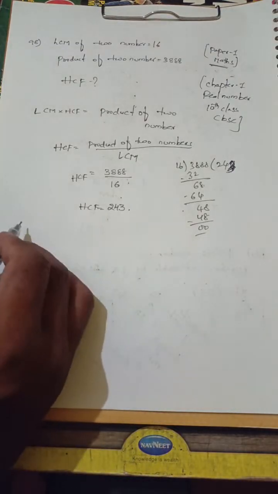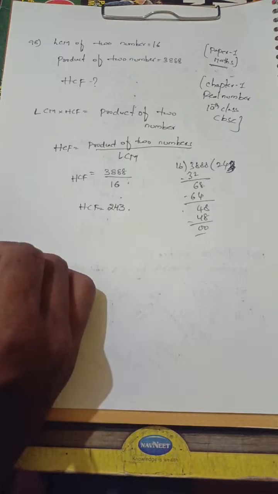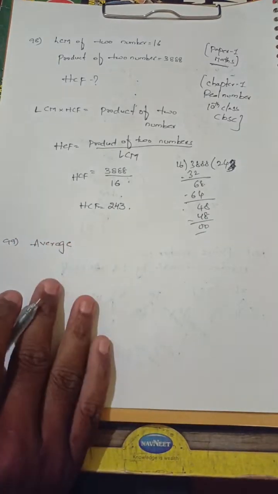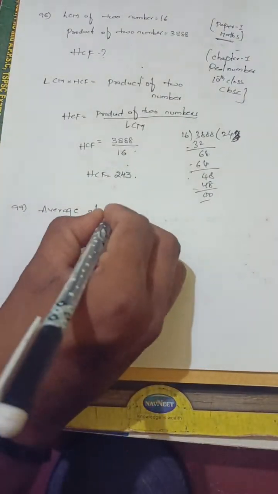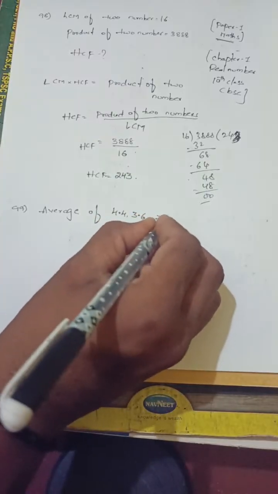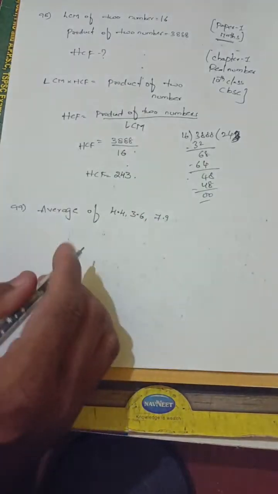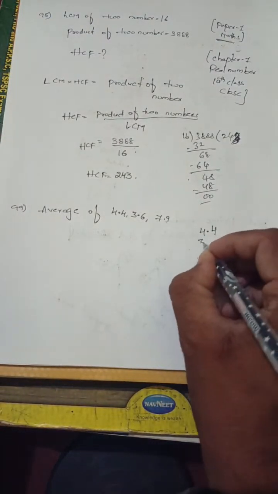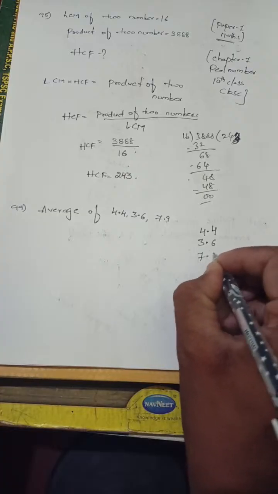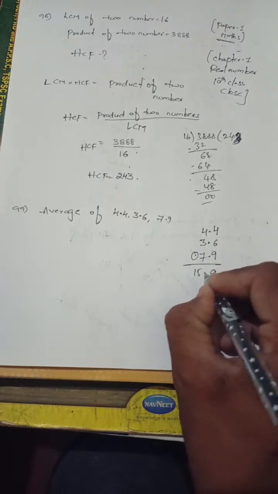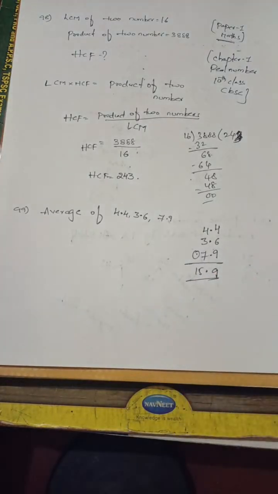So the next question is to find the average. This is question number 99. We have to find the average of 4.4, 3.6, 7.9. So average is nothing but, how many numbers are we having? Three numbers. We have to do the addition of the three numbers: 4.4, 3.6, 7.9. If you do the addition, we get the answer 15.9.